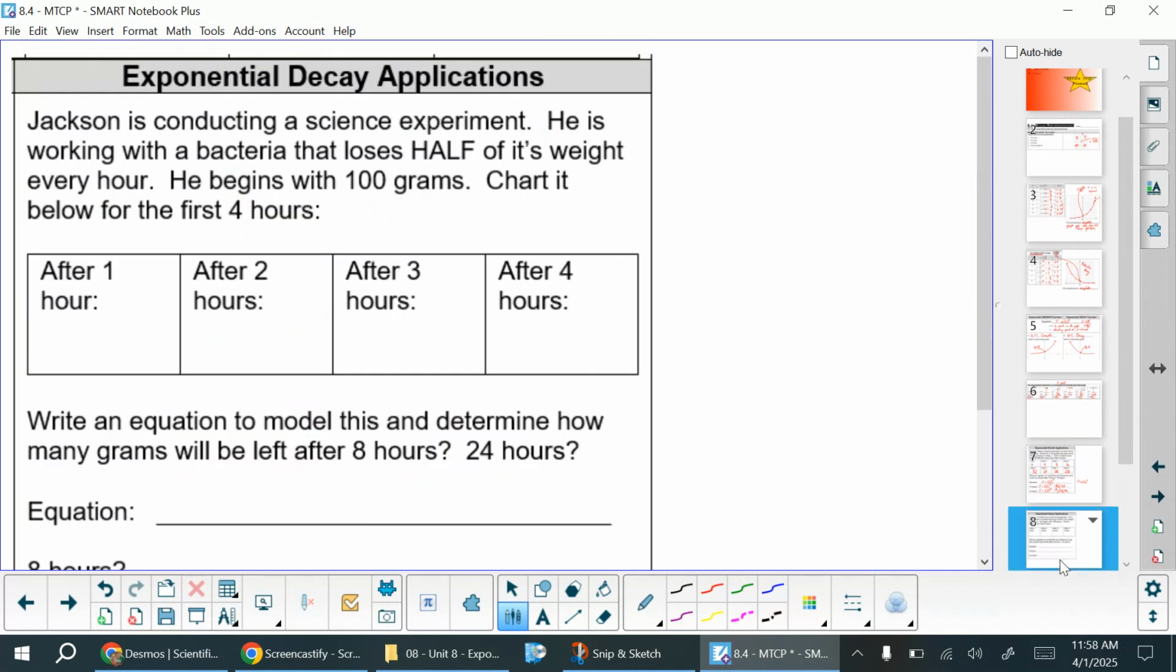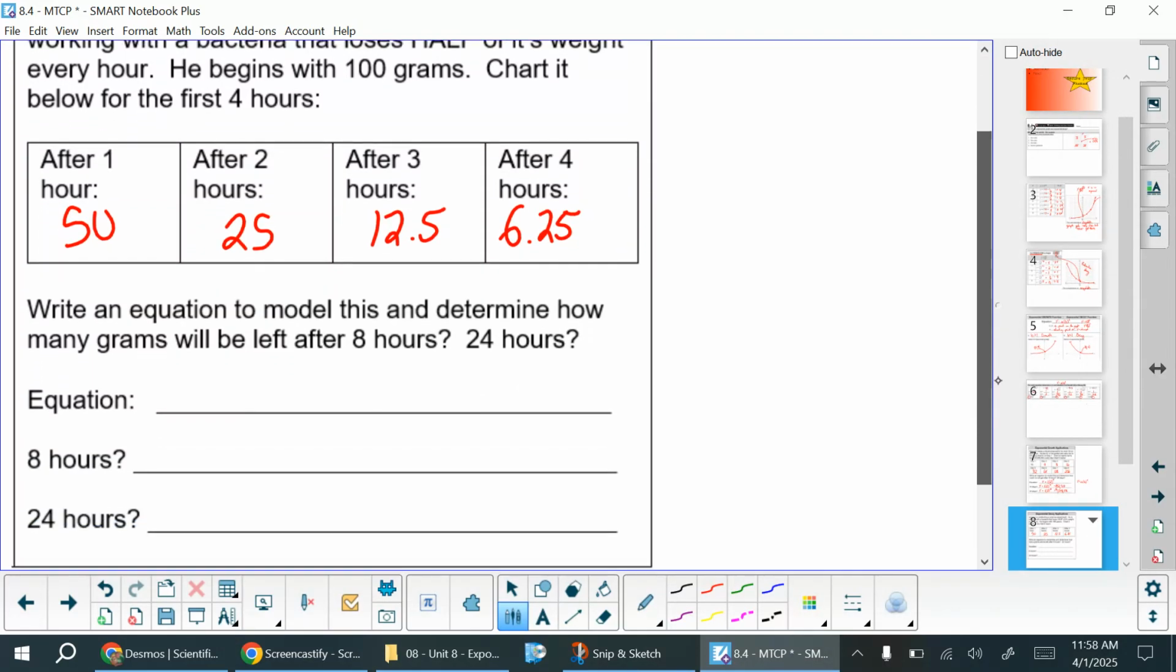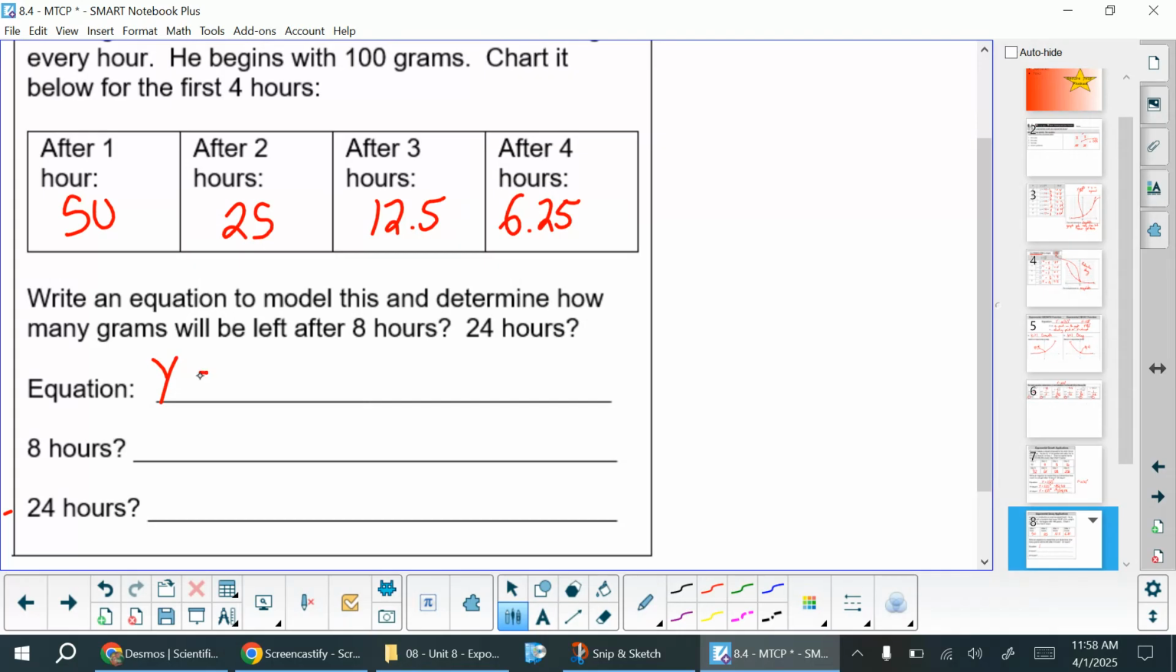So from there, we've got exponential decay. So this time started with 100 grams and is doing half each time. So after 1 hour, you'd be down to 50. Half of that's 25. Half of that's 12.5. Half of that is 6.25. And our equation this time would be starting at 100, so that's our a value, 1/2 or 0.5 to the x.